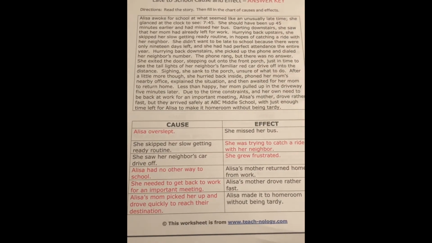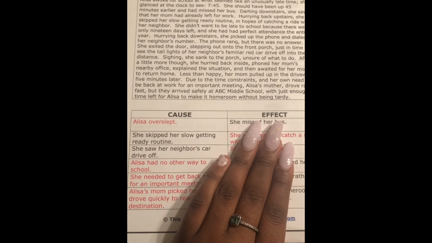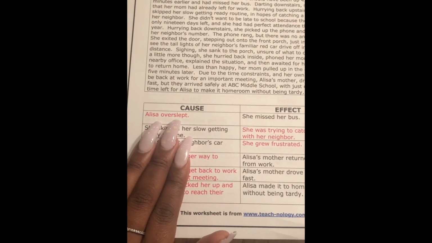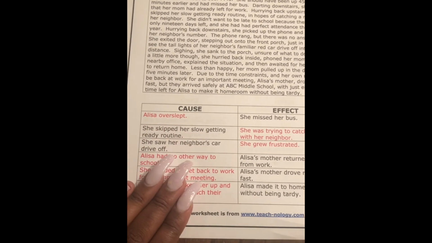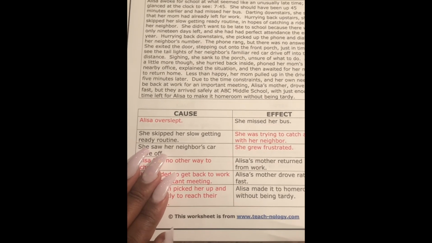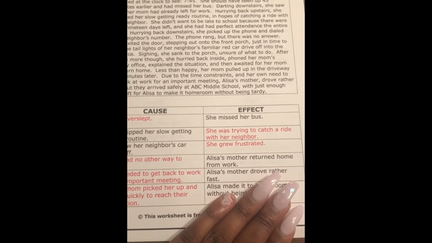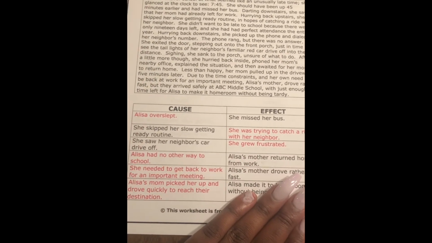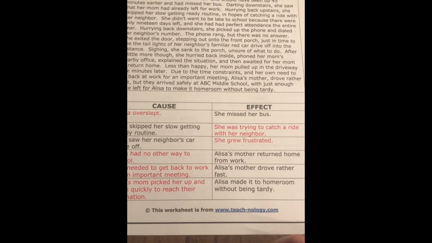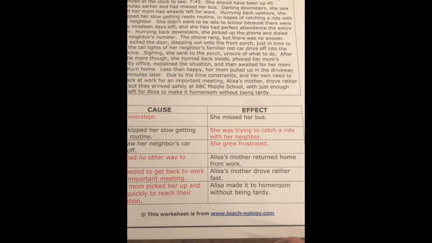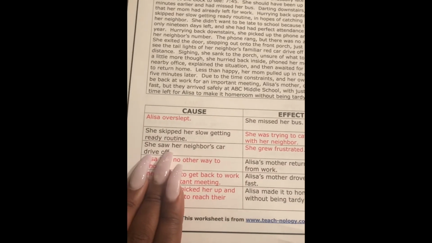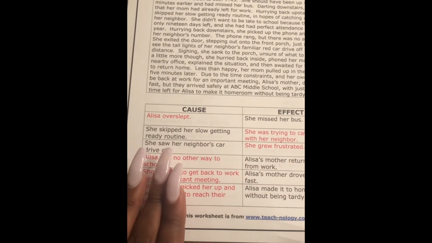And it says she missed the bus. That was the information she gave us. And we wanted to know why she missed the bus. It was because she overslept. Then the information that they gave us here, she skipped her slow getting ready routine. The reason why she skipped her slow getting ready routine is because she was trying to catch a ride with her neighbor. That's the reason why she skipped her slow getting ready routine.